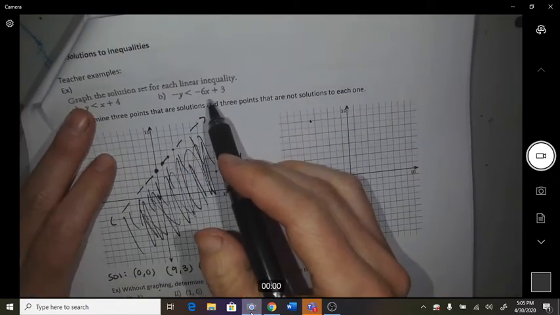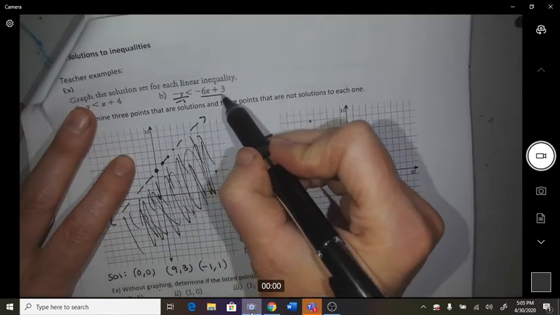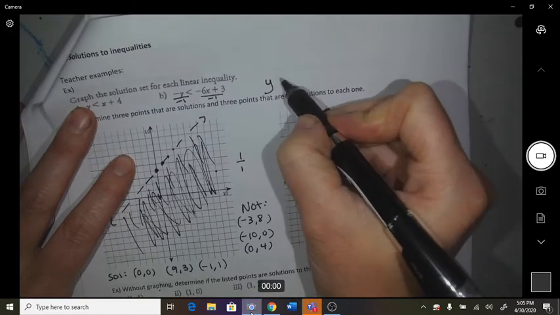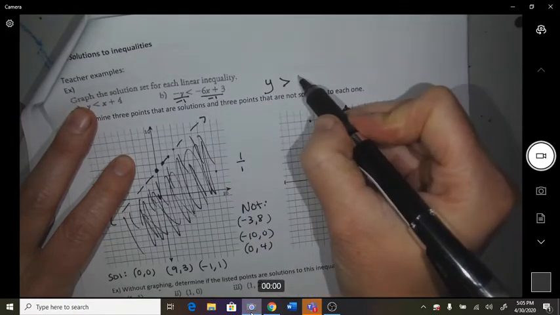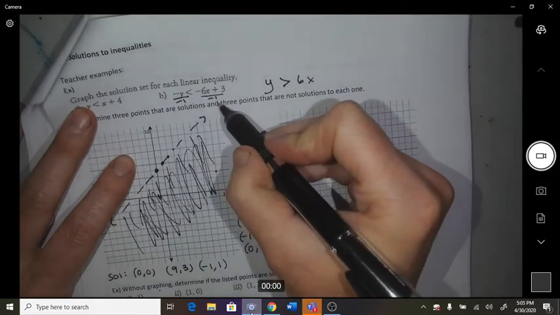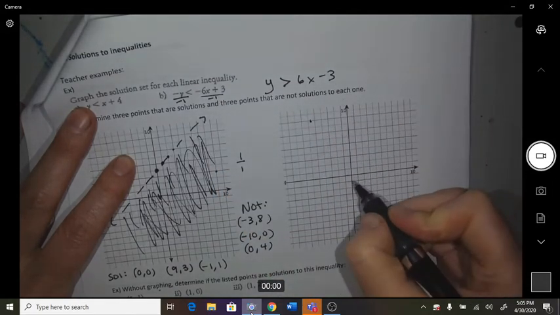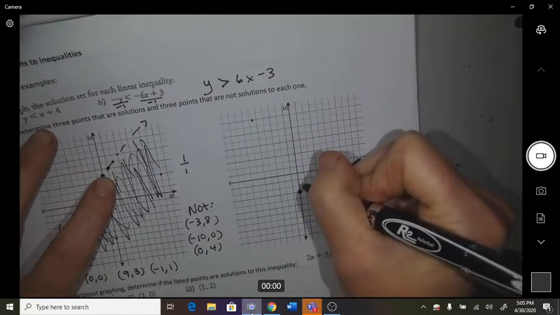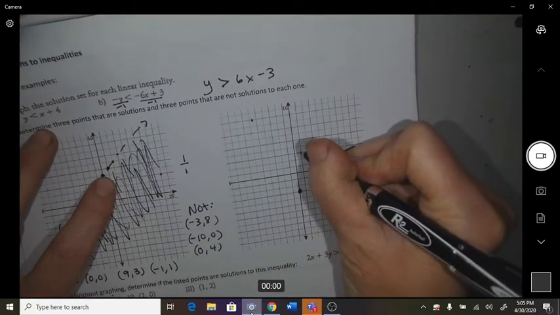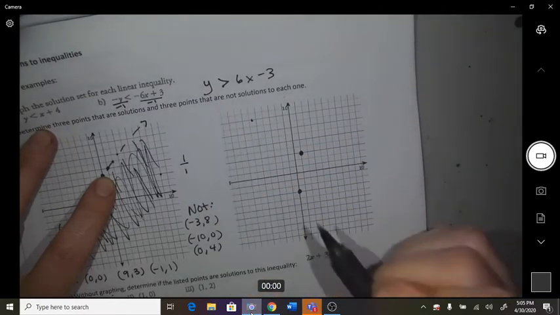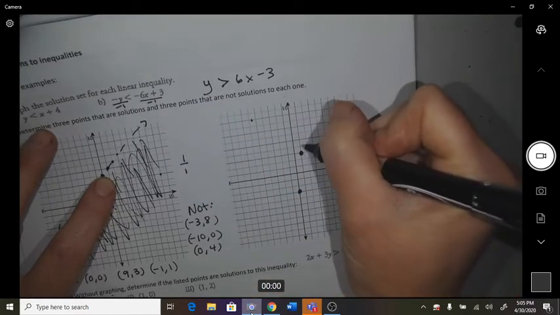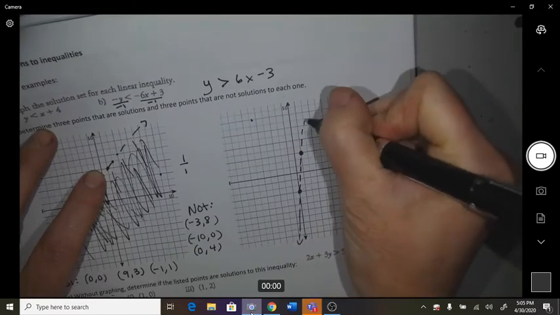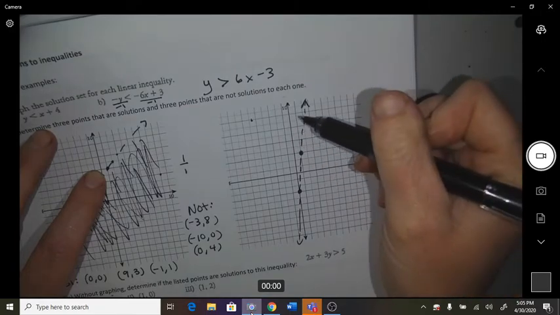So this one doesn't have y isolated, so I would be dividing by -1. So y, and remember the rule, when you divide by a negative, it flips. So now this is also +6, and this is a -3. There's a -3, y-intercept, up 6 over 1. Okay, we do not have an equal sign, so we're dashed again. And we're greater than.